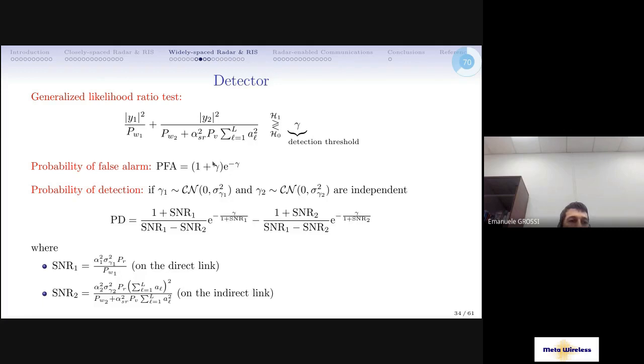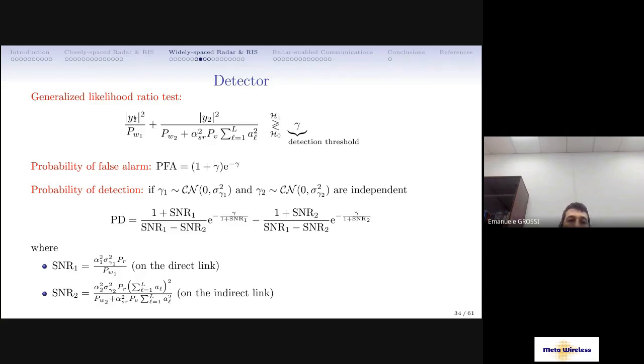As to the probability of detection, nothing can be said until you model the radar cross-section of the target, that is, the target responses. If we assume that they can be modeled as complex Gaussian random variables with variances equal to the monostatic radar cross-section, so from the radar to the target to the radar, and the bistatic radar cross-section from the radar to the target to the surface, and you know, a complex Gaussian model means the standard Swerling case one model. And if these two coefficients are independent, and they are, since we are assuming that the targets are widely separated, then the probability of detection admits a simple closed-form expression, which is reported here.